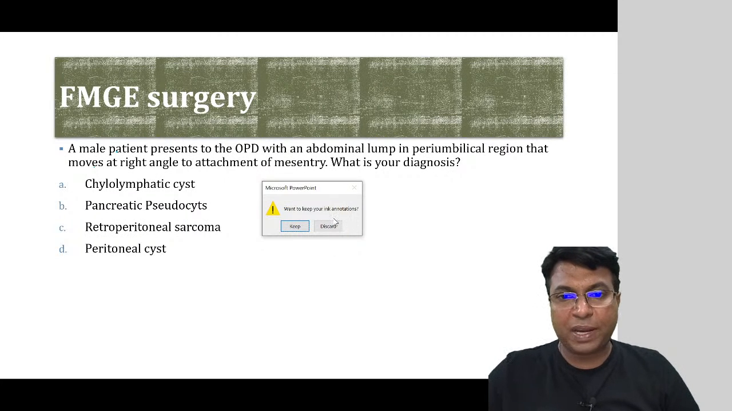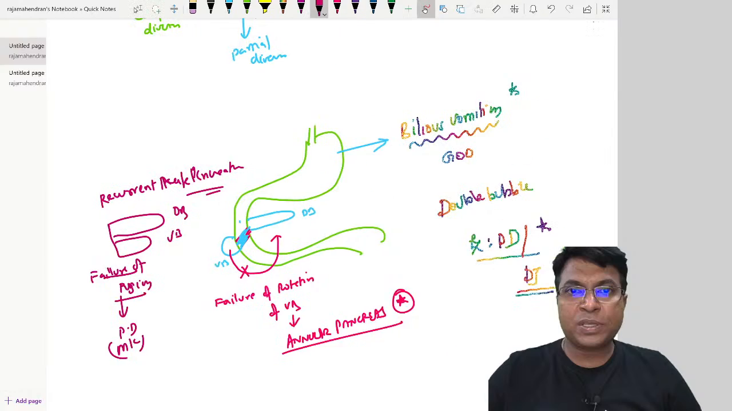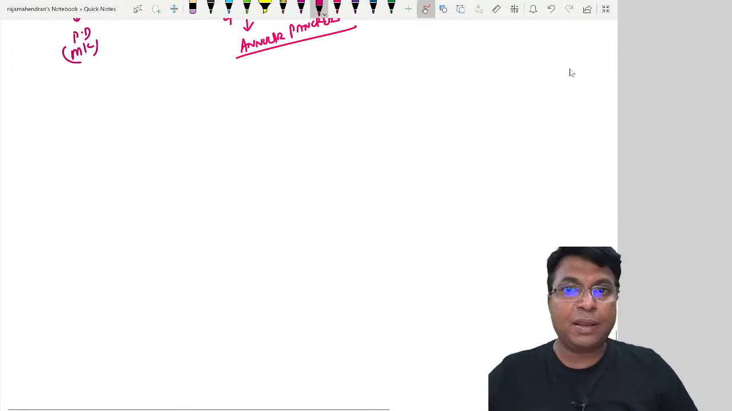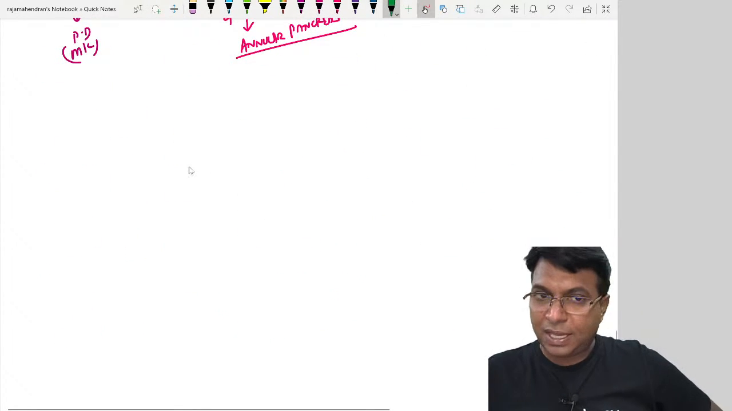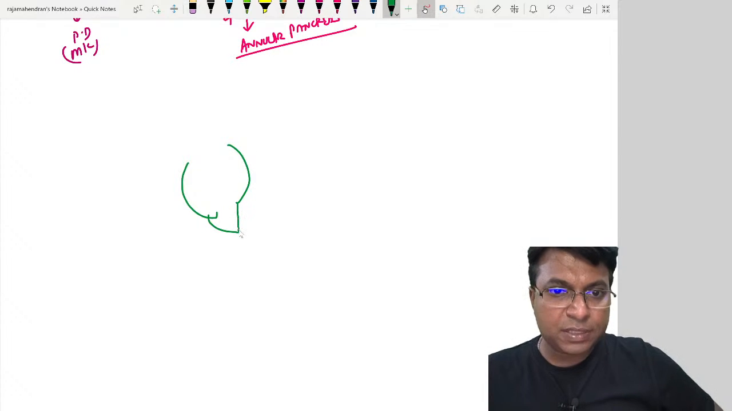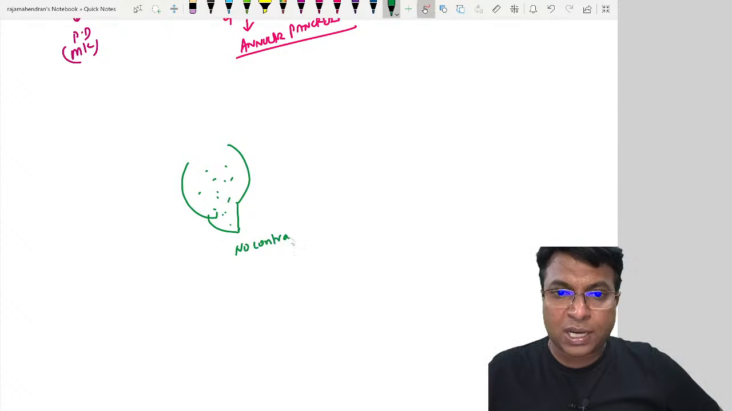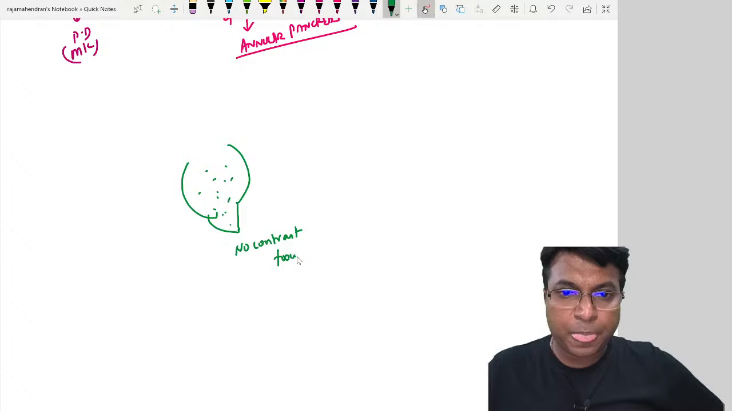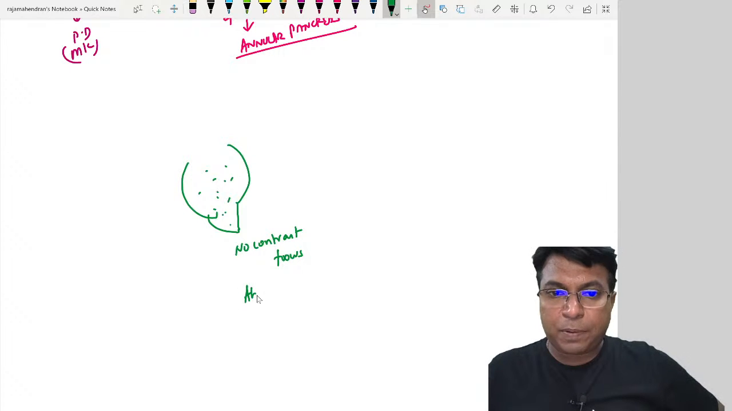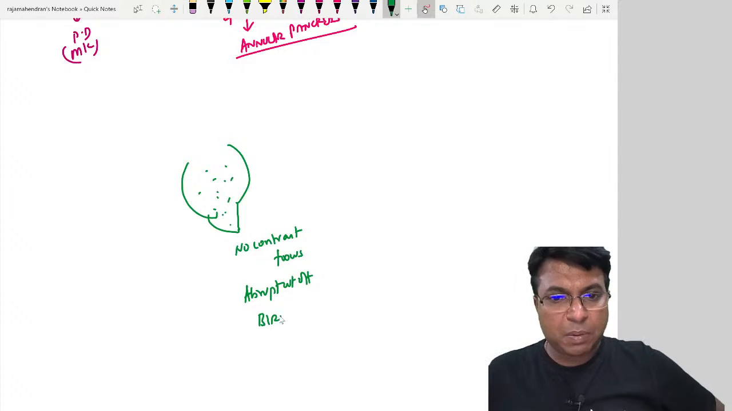Let me show you by drawing. I didn't have the picture now, but I'll show you by drawing. So you must not have a confusion between bird's beak and rat tail. Please remember, bird's beak is an absolute cutoff. After that, no contrast flows. When you do a barium swallow, there is an absolute cutoff, no contrast flows distally. It is known as abrupt cutoff. This is known as bird's beak. Bird's beak is more of achalasia.